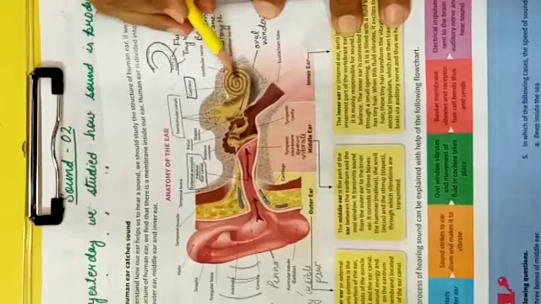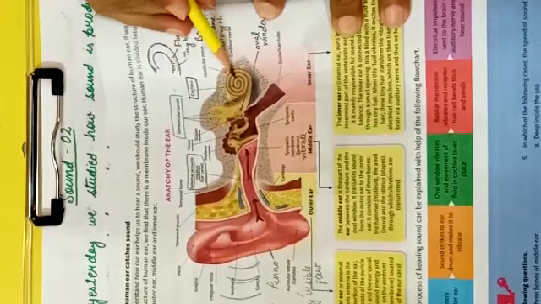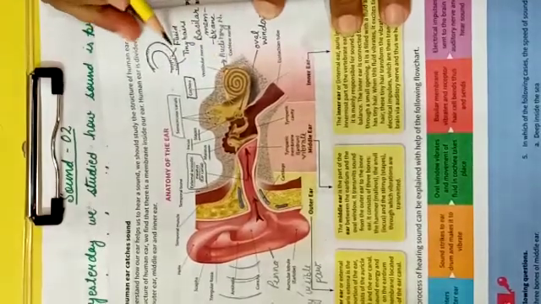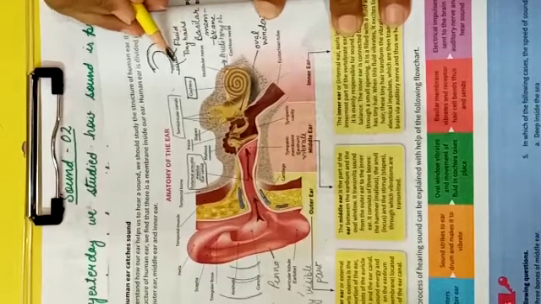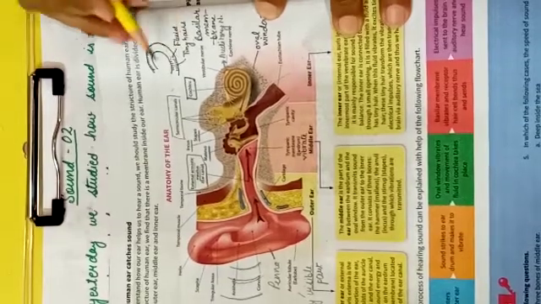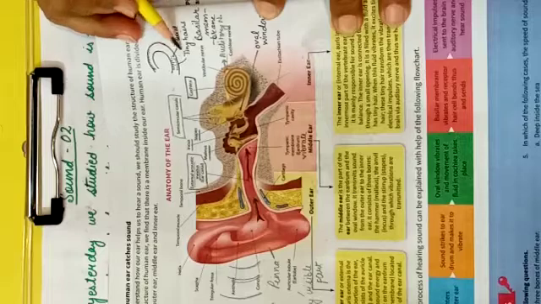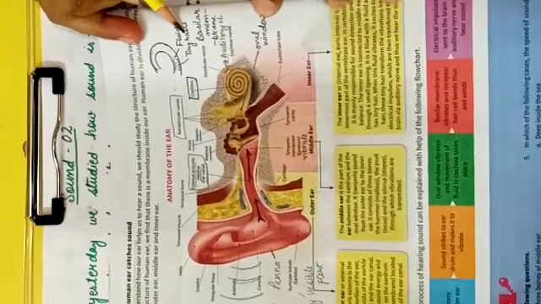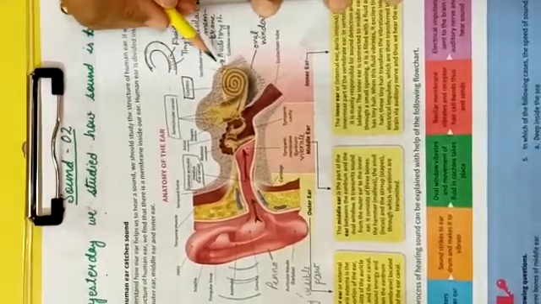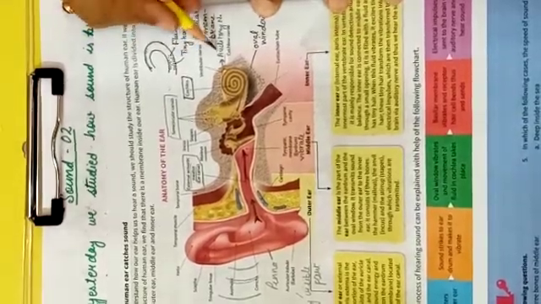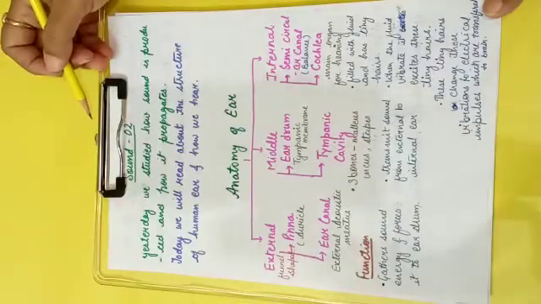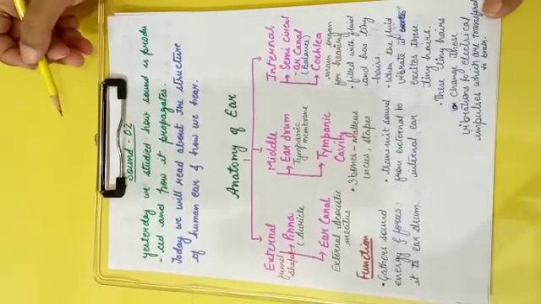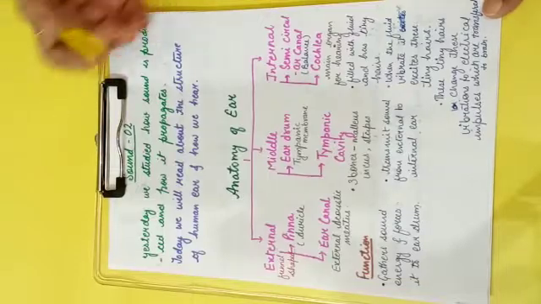What happens when these vibrations reach the cochlea? The fluid starts to vibrate and these tiny hairs perceive this vibration and convert these vibrations into electrical signals. These electrical signals are then transmitted to the brain through the auditory nerve. The auditory nerve carries those signals to the brain where we can recognize the sound.